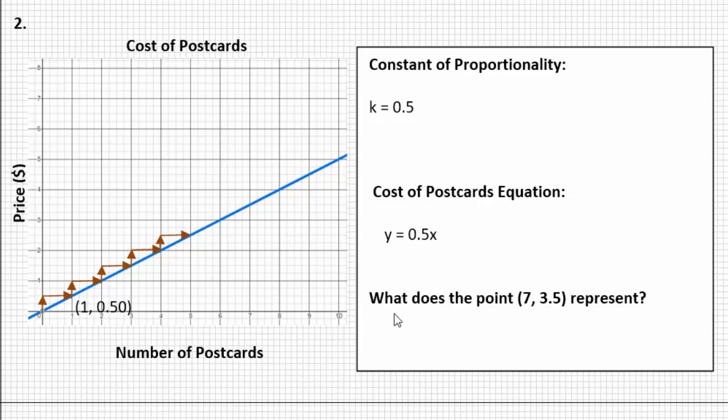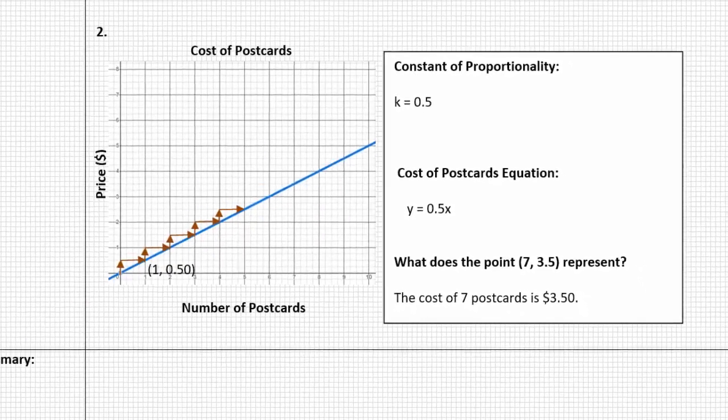And lastly, we're being asked to determine what the point (7, 3.5) represents about the data involving the cost of postcards. So what did you think? Well, some of you said that the cost of 7 postcards, since that's what our x variable represents on this graph, is $3.50, meaning that's the cost or the price to buy 7 postcards, since the price, 3.5, is what is being represented on our y-axis. I'd agree.